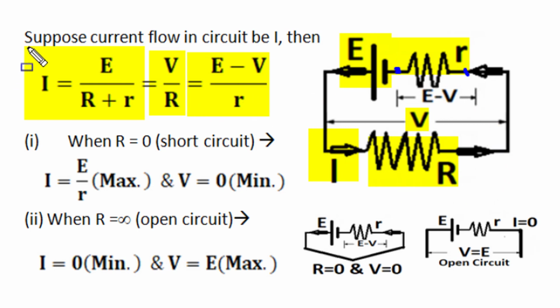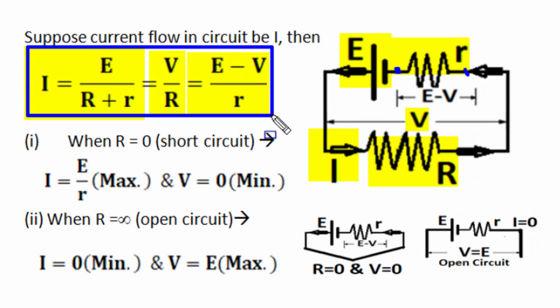is the same. So this blue framed and yellow highlighted relation is very important for cell analysis, and one can remember this relation by this figure. EMF acts across both internal and external resistance, terminal voltage is only across external resistance, and the voltage across internal resistance is E minus V.